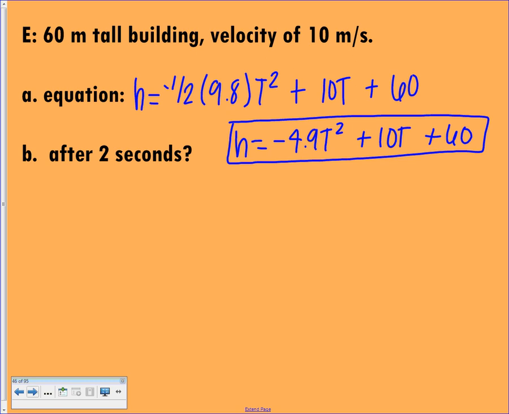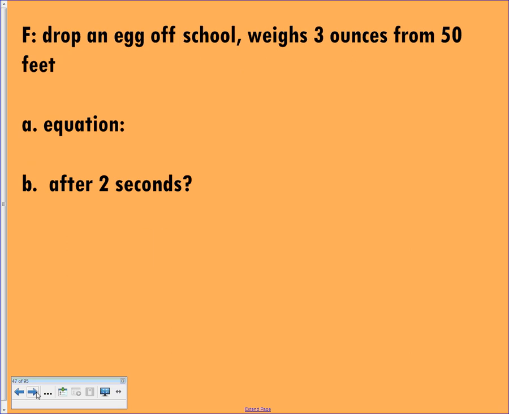And then question B says, how high is it after 2 seconds? All you have to do is let t equal 2, plug that in, and you would get about 80.4 meters. If you're not getting these same numbers on your calculator, really make sure you're watching the negatives and how you're squaring it. Okay, so let's try example F, last one.